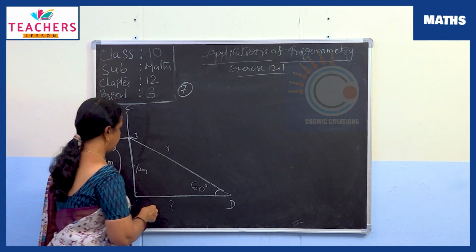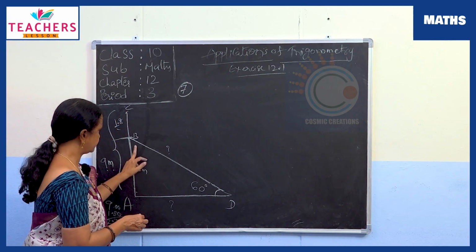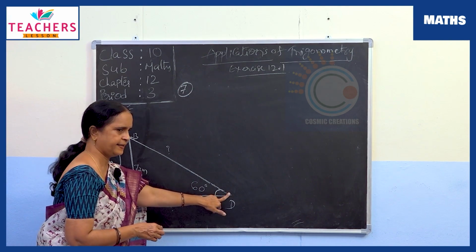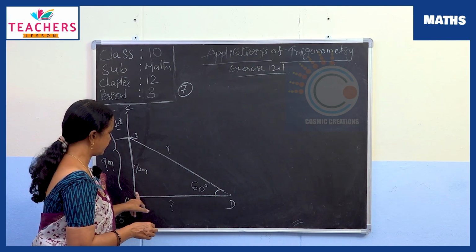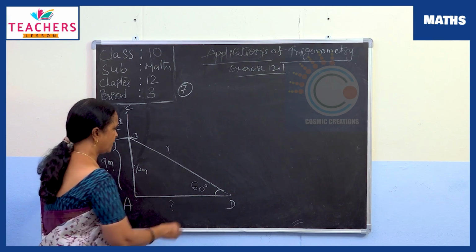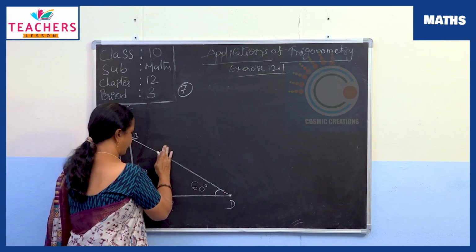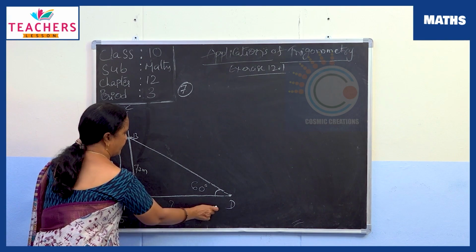Distance between foot of the ladder and foot of the pole. Foot of the ladder is this one, and foot of the pole, that one. We need to find AD.